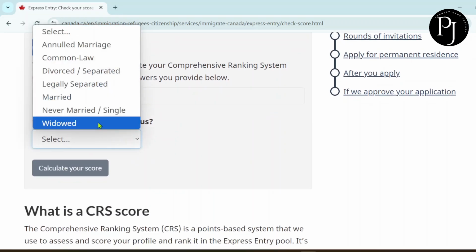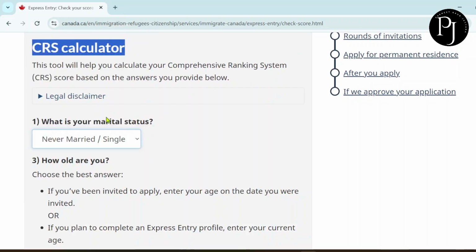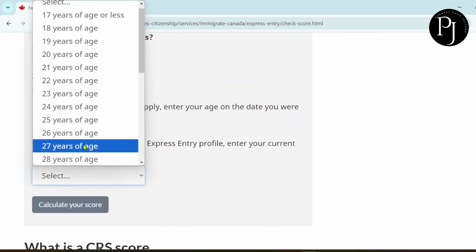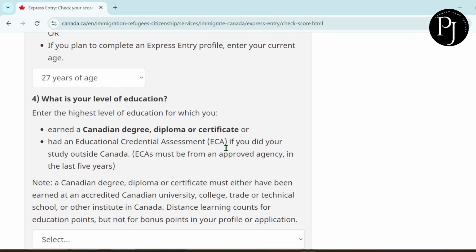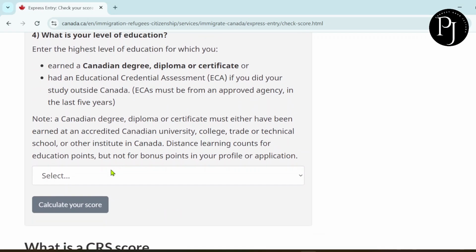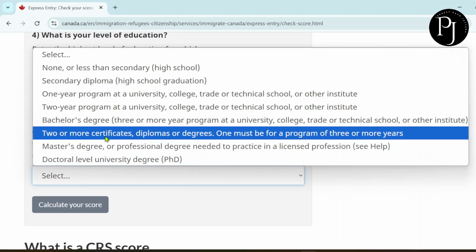The first question is, what is your marital status? Never married, single. How old are you? 27 years of age. The next question is, what is your level of education? In my case, I have 2 degrees, one from back home and one in Canada. So I will select 2 or more certificates, diplomas or degrees.